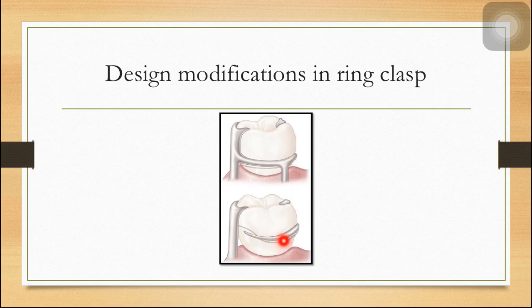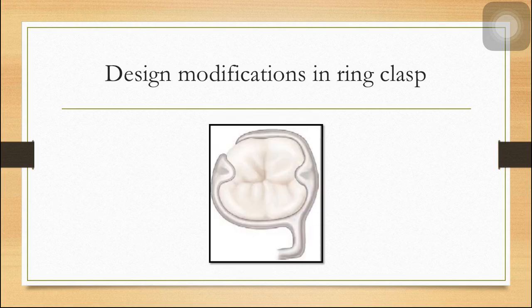Here you can see that this is the buccal surface, and the undercut has been engaged by the help of the terminal end of the retentive arm. Here you can see that to increase the stability of a ring clasp, two occlusal rests have been accommodated on the abutment, both on the mesial and distal proximal surfaces, because you know that a rest is given to increase the support of the prosthesis.